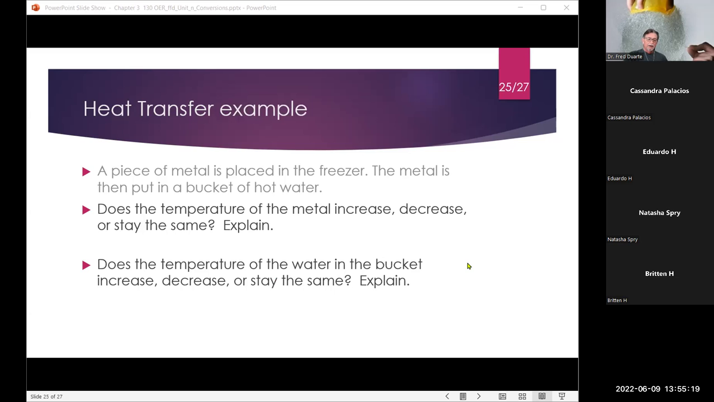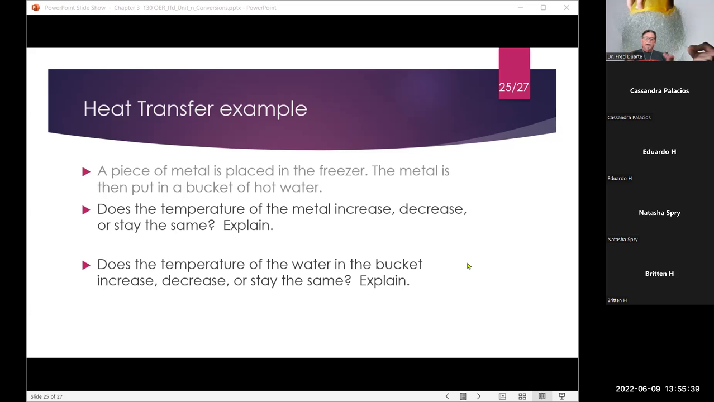Another example, let's take a piece of metal and we stick it in the freezer. So the metal is then put in a bucket of hot water. Now, does the temperature of the metal increase, decrease, or stay the same? What do you guys think?